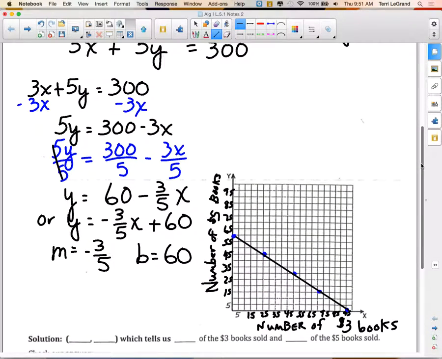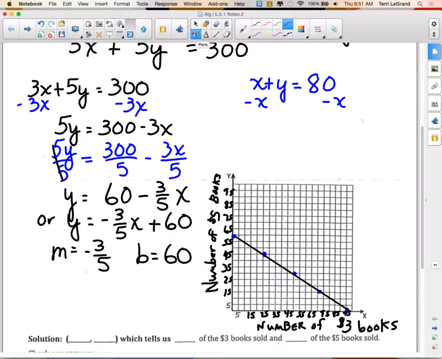Okay, now we're going to take that other equation, x plus y equals 80, is that what it is? Okay, and we're going to get the y alone. This one doesn't take very much to do. And identify our m and our b for this one. So what's our m for this one? What's our m? -1, okay. And our b? 80, okay. So of course, to make that into a rise over run, we could put it over 1.